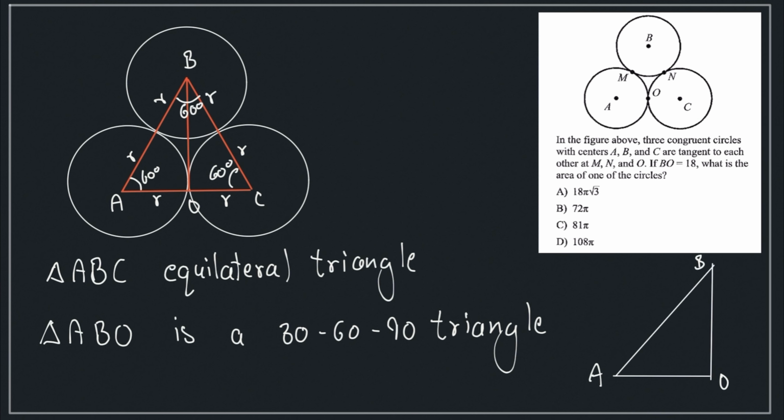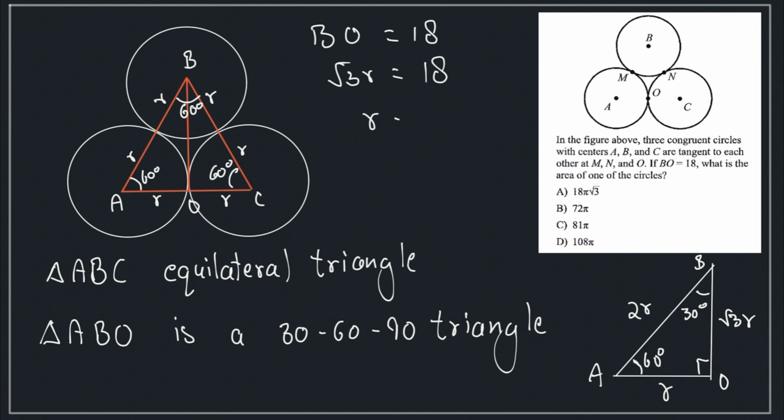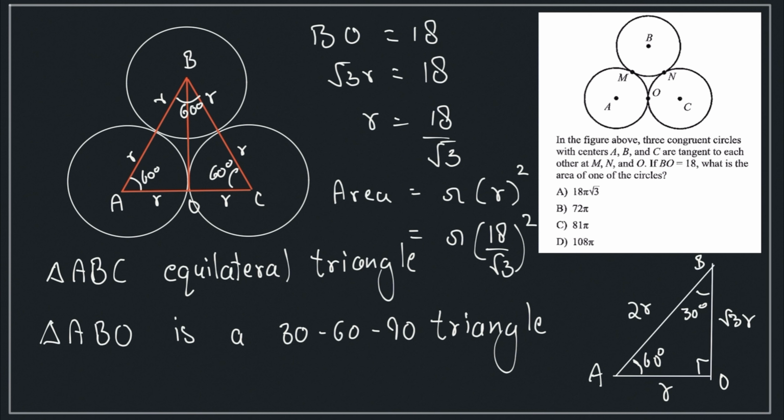We know that AB is 2R and AO is R. Therefore, BO must be root 3 times R. As we already know BO is 18, we can put root 3 R equal to 18 and calculate R as 18 divided by root 3. Now, we can easily calculate the area of one of these circles as pi r squared. Pi times 18 over root 3 squared, which will give us 108 pi.